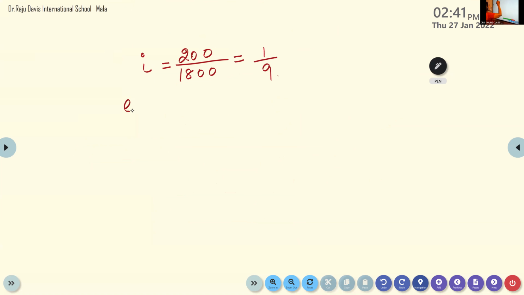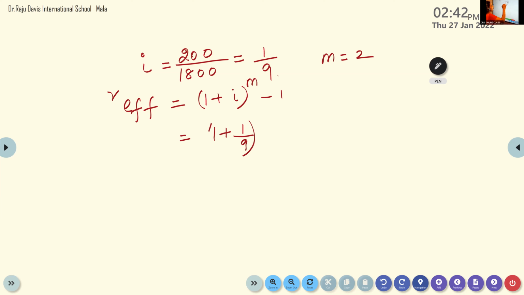Now find out what is the effective rate of interest. Effective rate of interest is 1 plus I whole raised to m, minus 1. Here the conversion period is 2. So it is 1 plus 1 by 9, the whole square minus 1. So simplify this and find out the answer. Give the answer in percentage. Always give the answer in percentage.